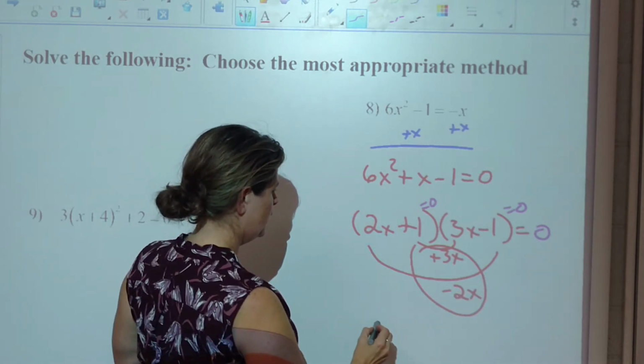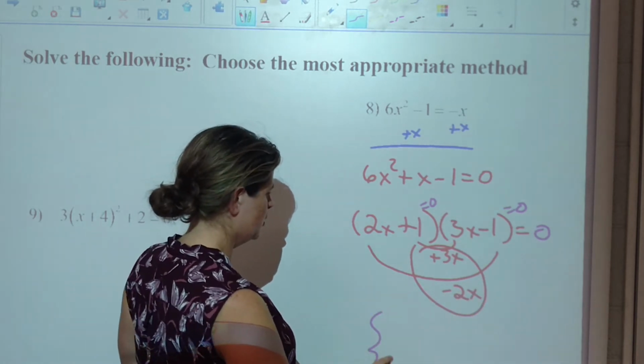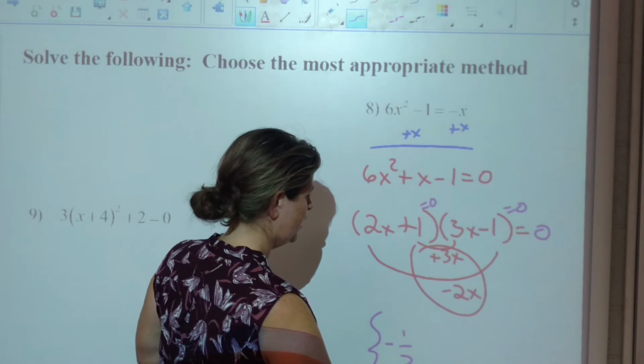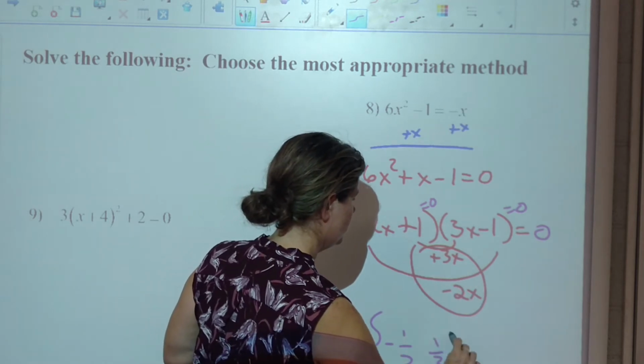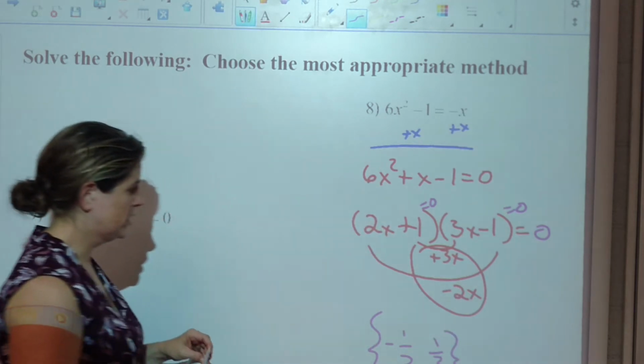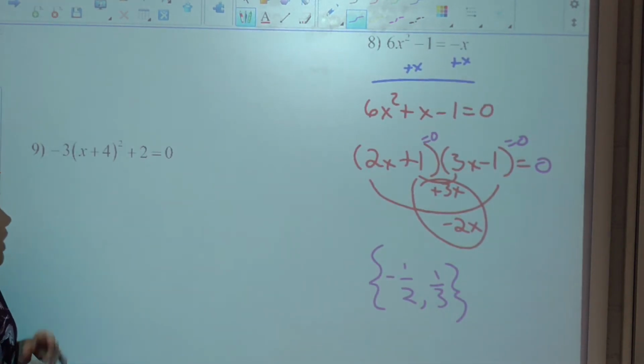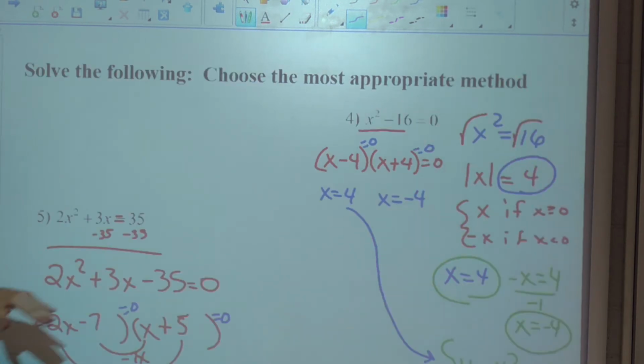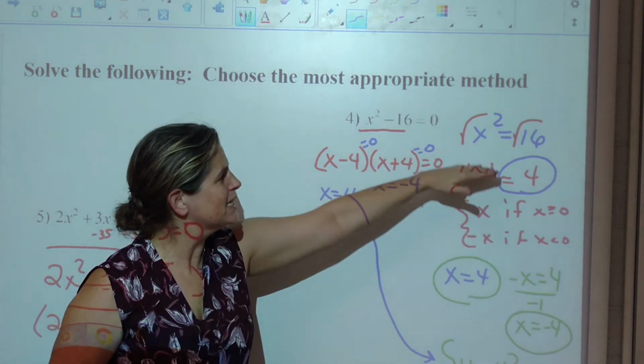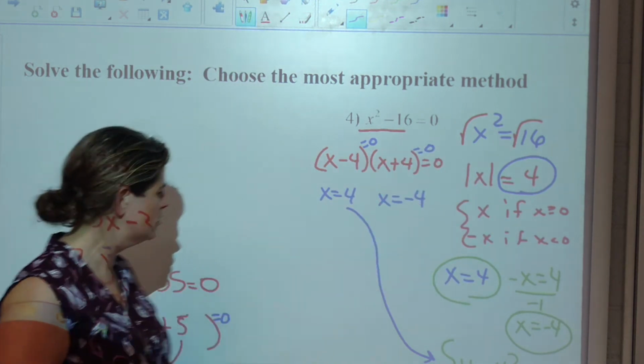And at that point, we wind up with a set of numbers, -1/2 and a positive 1/3. That's our solution set. Then we wind up with number 9. When you are in some form of vertex form, you could multiply it out. The easiest thing to do is going to use that square root method that we kind of looked at over here and said, well, if you can factor, it's easier.